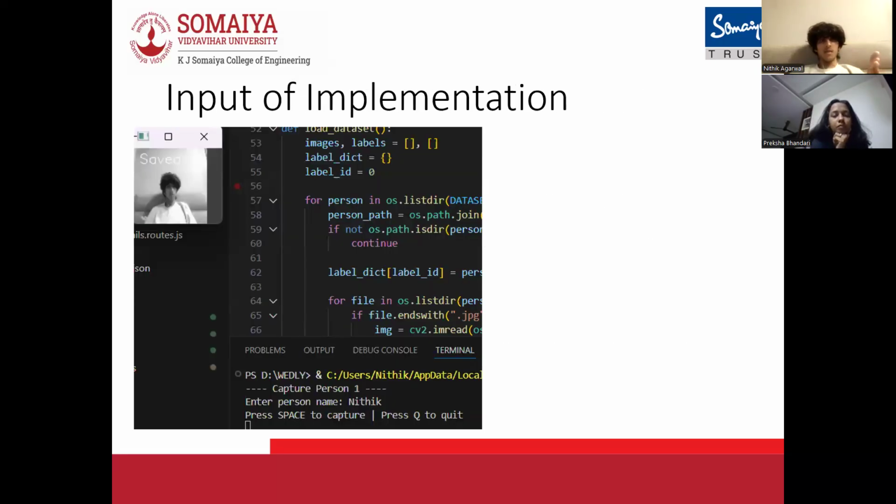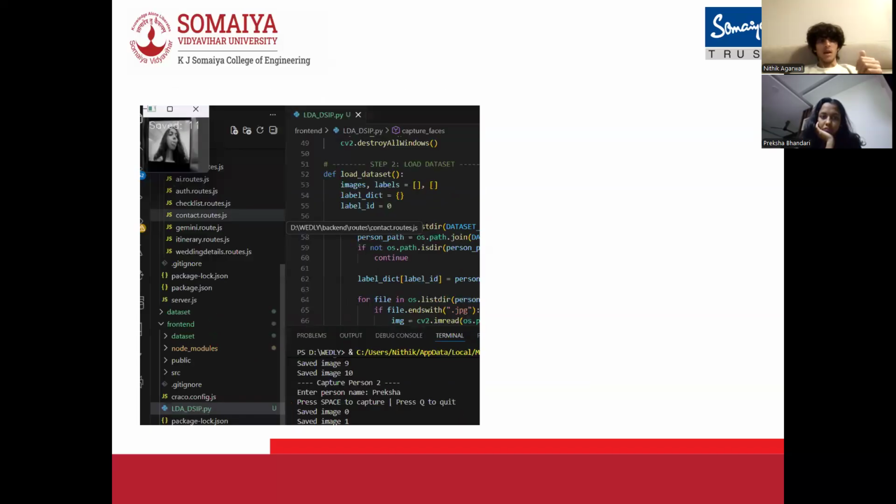Over here, as you can see, this is the PCA getting implemented in the top left. I'm clicking pictures of myself with the person name being Nitik. I'm using space to capture and Q to quit. And we are using PCA because the size is reduced, and the picture is being clicked in grayscale so that it is easier to process. And after this, we are clicking pictures of my partner Preksha. To train the classifier properly, we would need at least 10 to 20 pictures per person in our dataset for it to be more accurate.